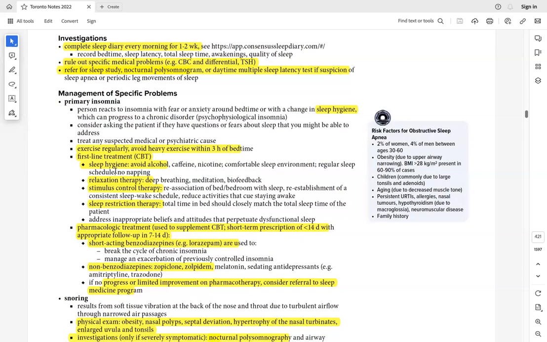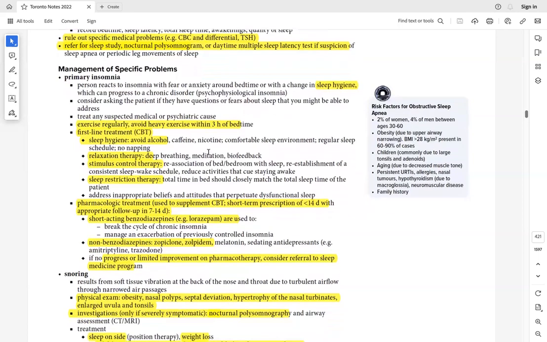You have to educate the patient that bed is only for sleeping. When you are sleepy, just go to your room, lie down in your bed and sleep. Don't use your bed for any of these extra activities. Then also tell him to exercise regularly, but avoid heavy exercise within 3 hours of bedtime.